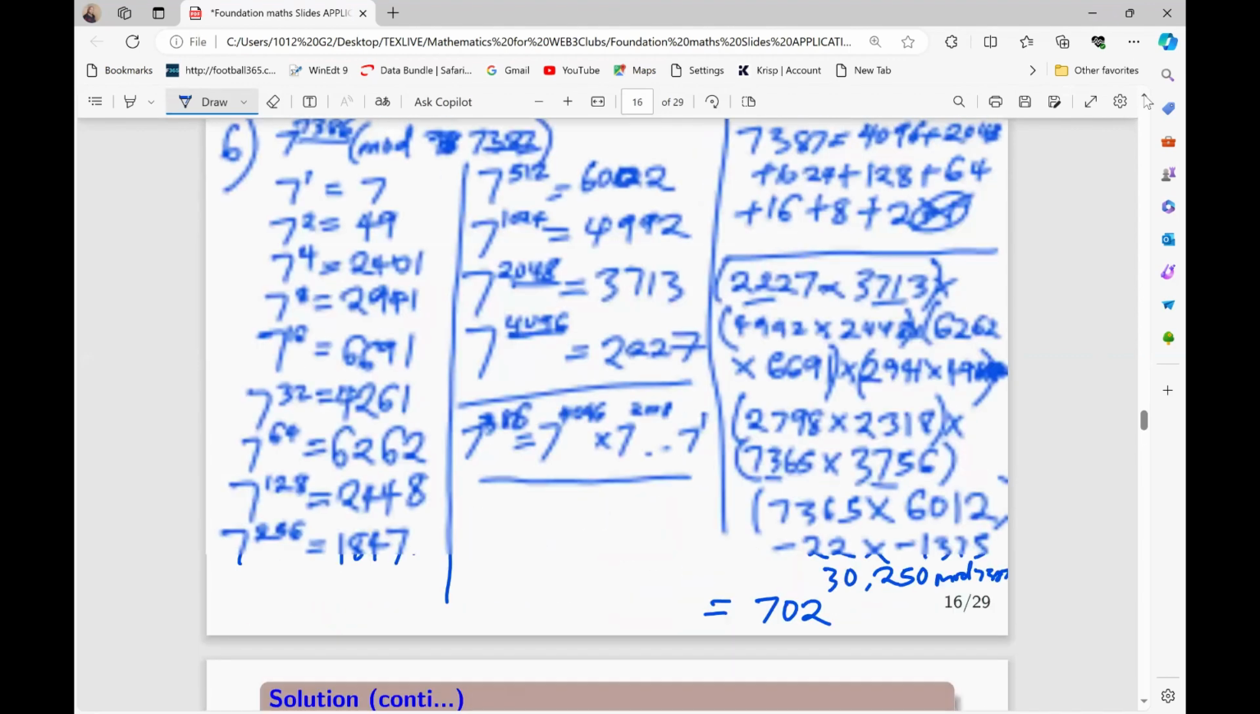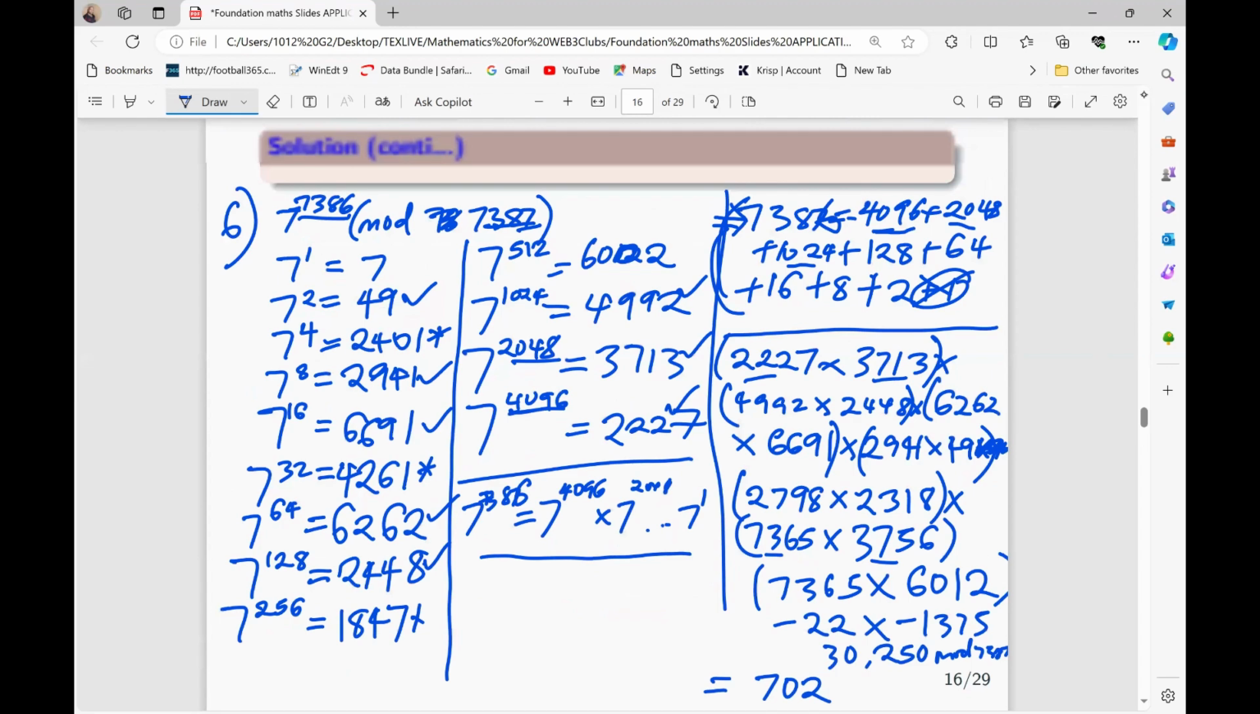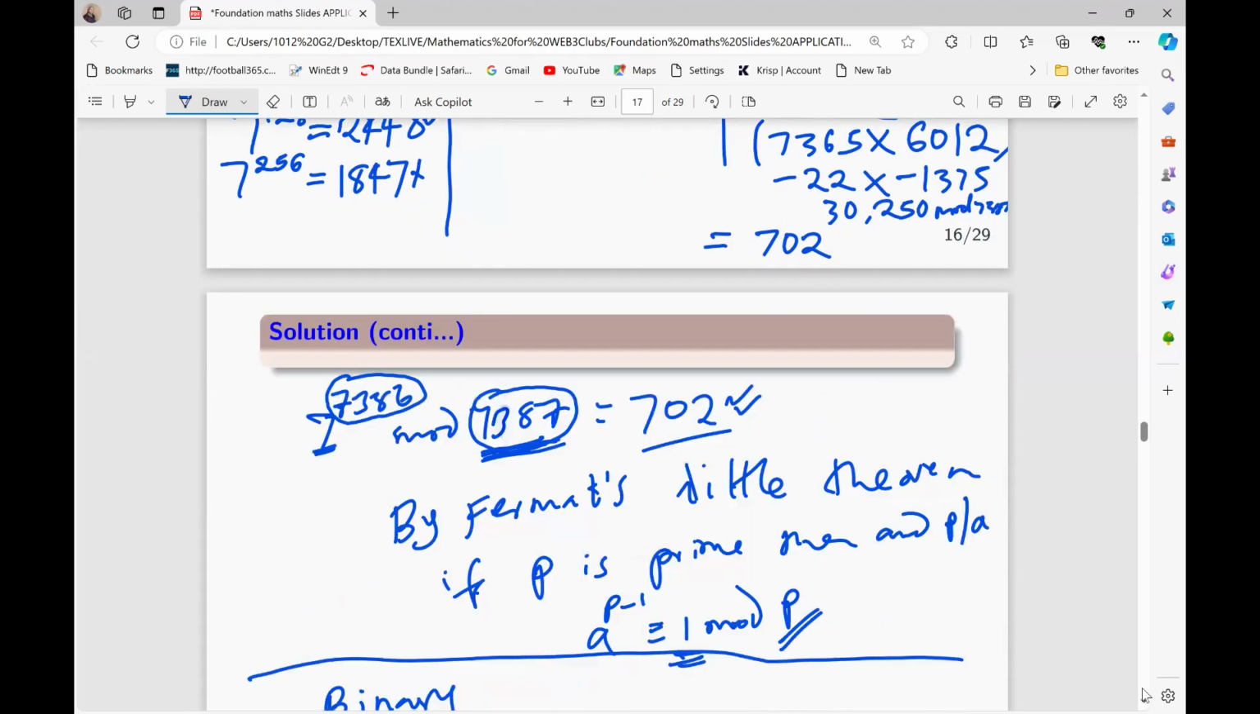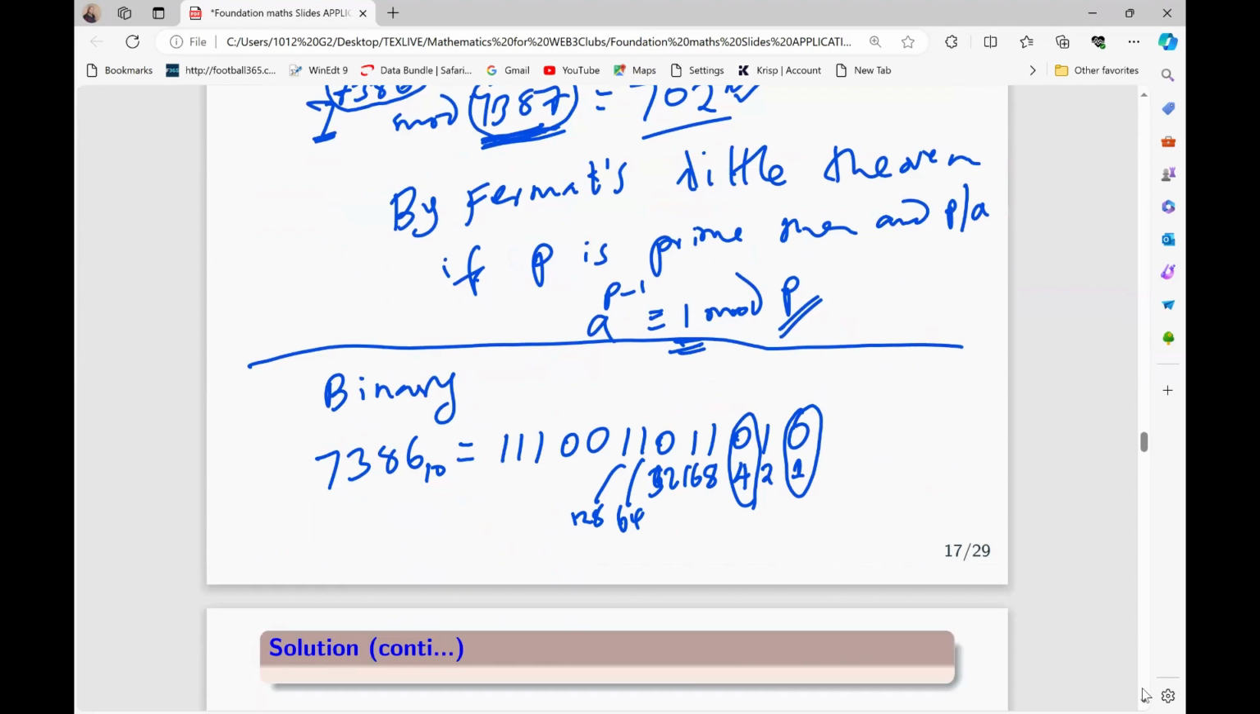When the power is 1, it was not used. When the power is 4, it was not used. And when the power is 32, again, it was not used. Let's just go back to the binary. Yes, when the power is 32, it was not. So where there's a 0 in the binary number, you don't require that multiplication because it will not be used. Is that okay?